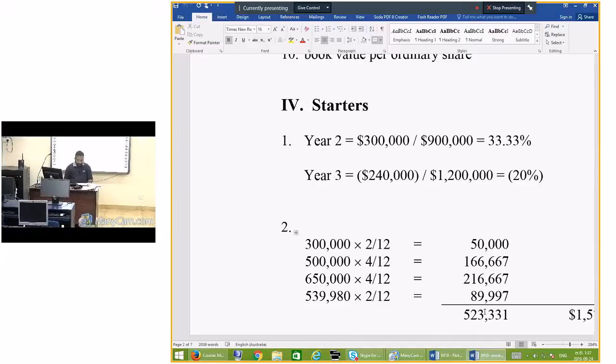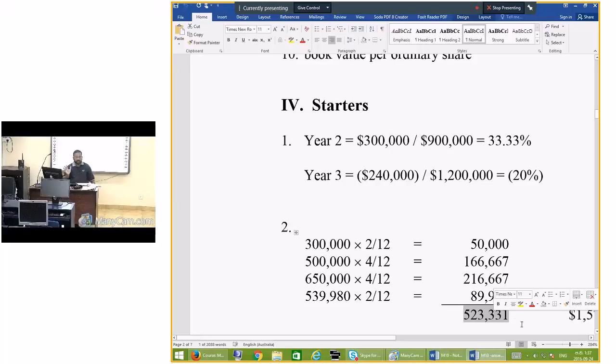Then again, what happened? 150,000 shares were issued again. Then 650,000 shares for another 4 months. And finally, the broker redeemed 110,020, so again we have to reduce 110,020 from 650,000, and that was from 1st of November, December, 2 months. Therefore, overall average we could calculate at 523,331 shares.